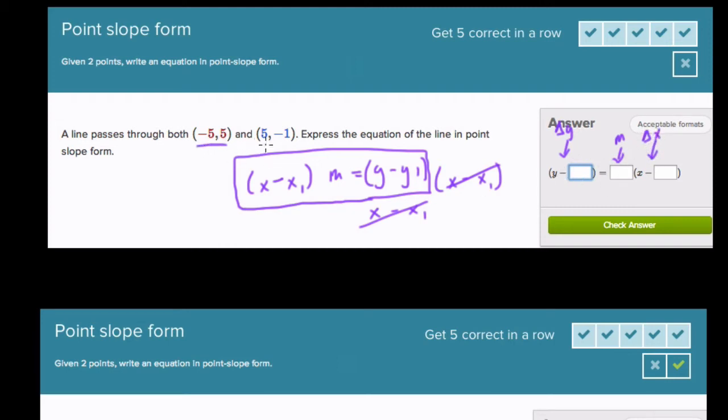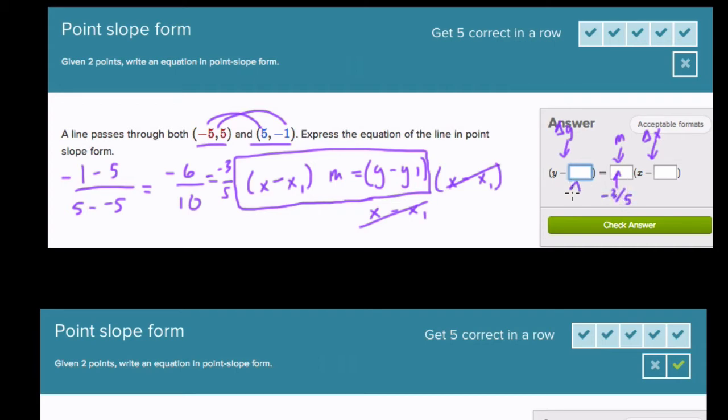So when they give you a line that passes through these two points, we just find the slope. I'm going to find the difference of the y values, -1 minus 5, over the difference of the x values, 5 minus -5. What's -1 minus 5? Well, that's -6. What's 5 minus -5? That's 10. So our slope is -6 over 10. We can reduce that by dividing both numerator and denominator by 2 to get -3 over 5. So in our slope, you would write -3/5.